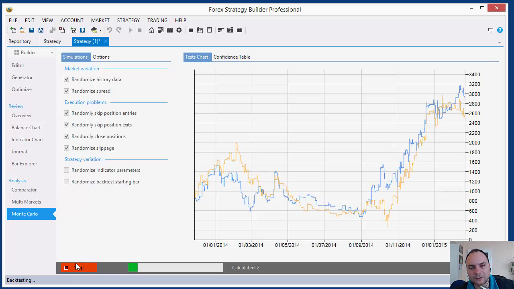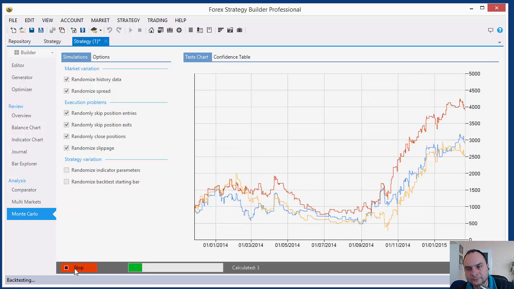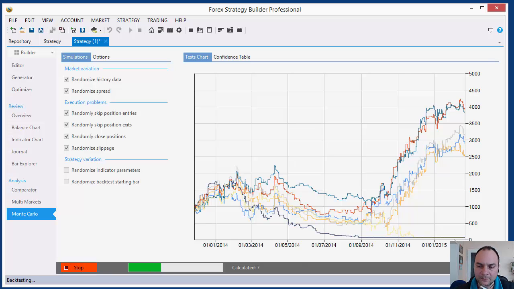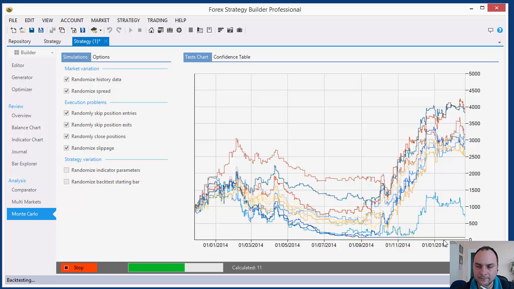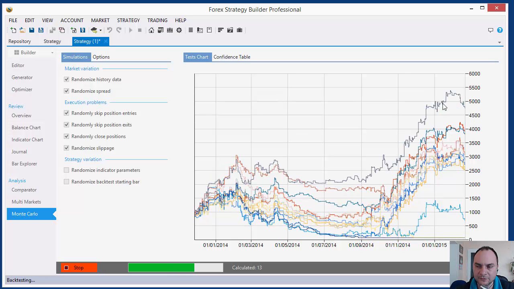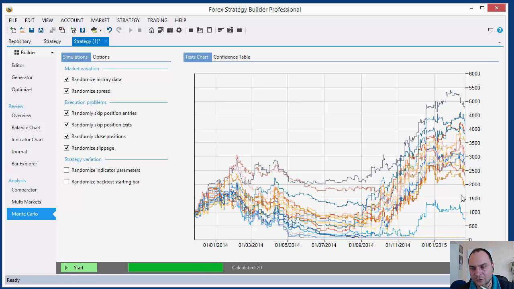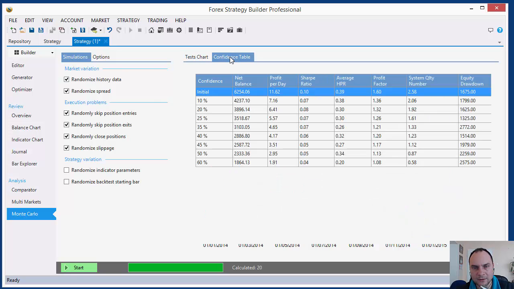Let's try Monte Carlo. Here we have one failed, two. But most of the tests with all simulations on are okay. This is the confidence table.